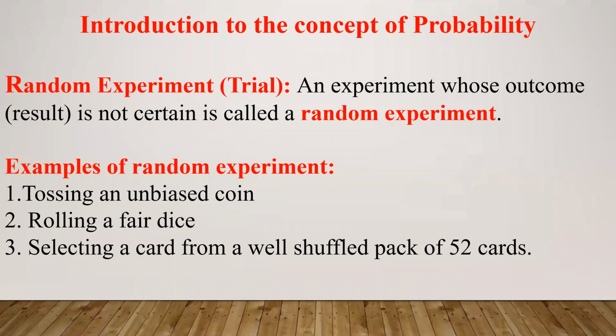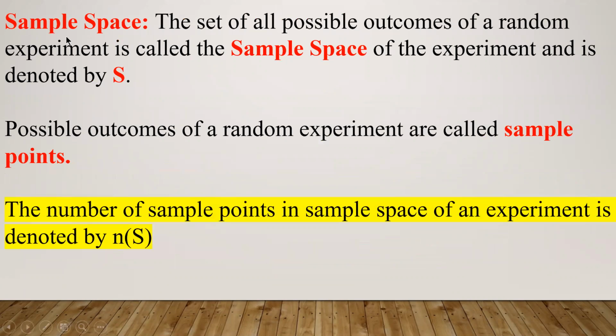Though we do not know which outcome will come, we certainly know what outcomes can come. Means we know what the possible outcomes of the random experiment are. If we collect all the possible outcomes of a random experiment, what we get is called a sample space. So that is what we have defined here. Sample space is the set of all possible outcomes. Look at this, all possible outcomes. This is very important here. All possible outcomes of a random experiment is called a sample space, and it is denoted by capital S.